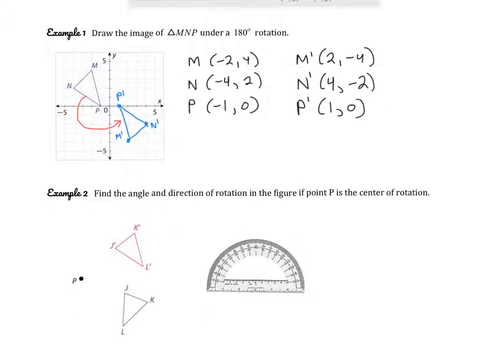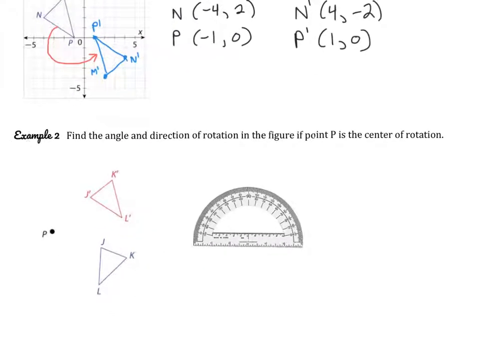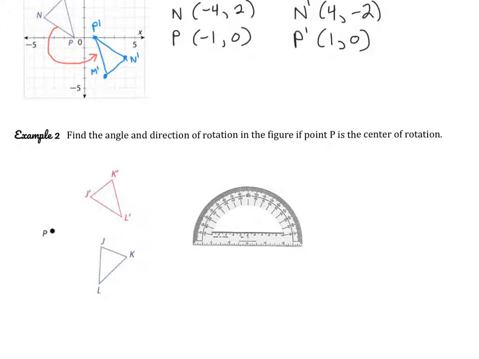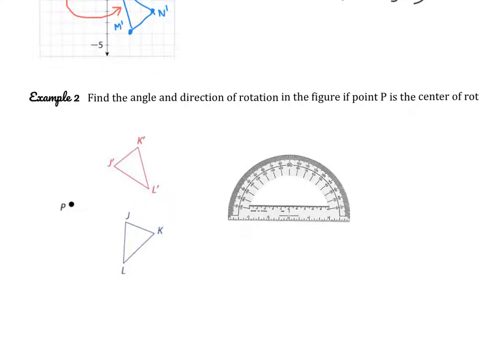Now let's see if we can find the angle and direction of rotation in this figure. Again, we can find the angle of rotation by making an angle using our P point, our center of rotation, as the vertex. We can connect any pre-image to its image coordinate. Let's say we do that for J to J prime. So I go from J to P to J prime.